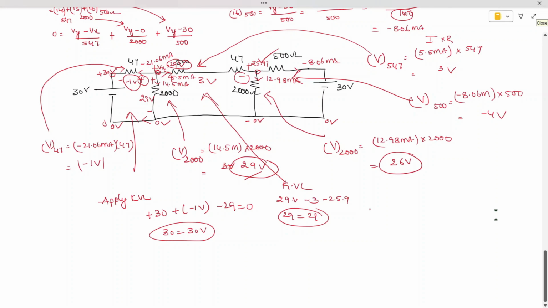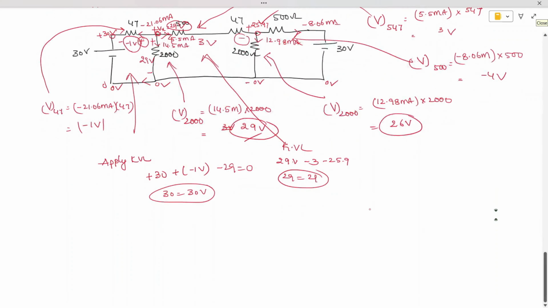Now we want to find out the total power. Okay. So I'm going to find out the power across 47. Okay, so now the power delivered at 47 ohm resistor is equal to what is the current which is flowing in this branch is minus 21.06 milliampere into what is the voltage, minus 1 volt. So when you do it, you can calculate the power.